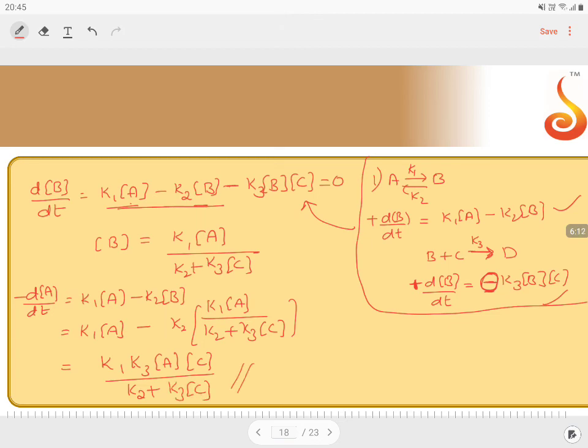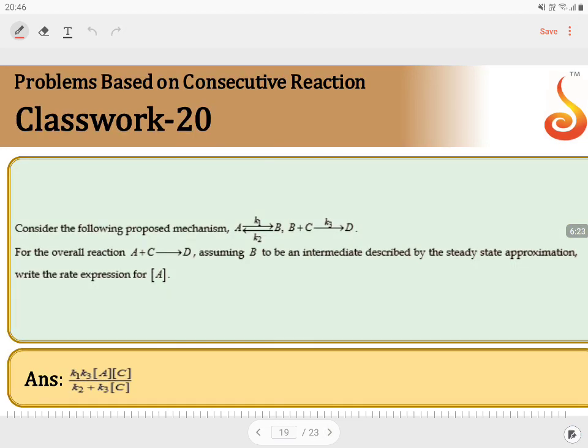Very easy and very important model. If you have this clarity, you can easily answer this question. The answer for us is K1 K3 into A into C by K2 plus K3 into C.